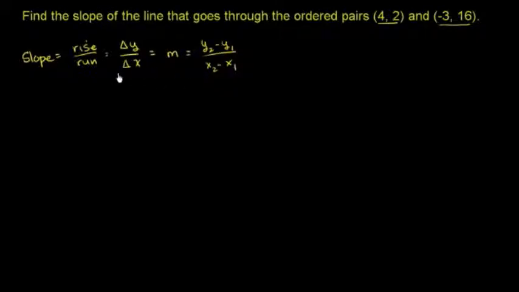So whatever of these work for you, let's actually figure out the slope of the line that goes through these 2 points. So we're starting at, and actually we could do it both ways.